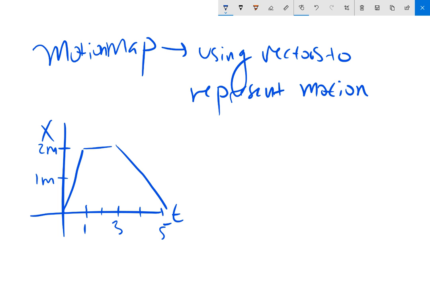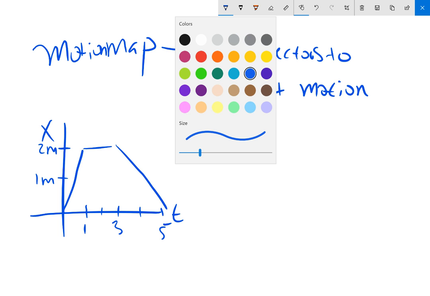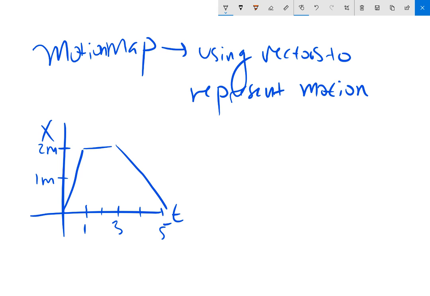First things to know about motion maps, there are 2 different objects that we use. The first one is an arrow, which can be either forwards or backwards. If it's going forwards, or to the right, that's going to be forward motion. If it's going to the left, that's going to be backward motion. If it's a dot, that's going to be no motion.